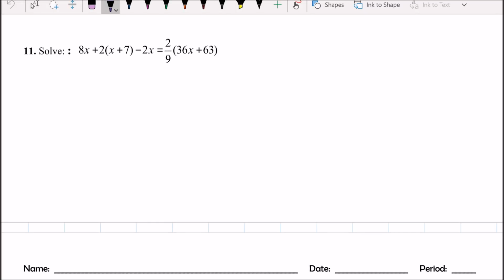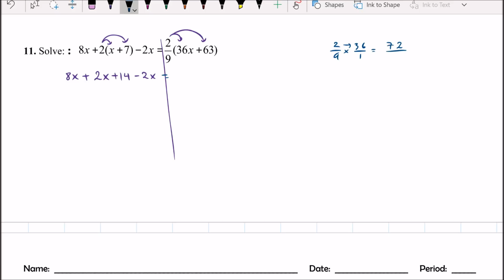Alright, problem 11. So we have parentheses. What you're going to do is distribute 2 into the parentheses. On this side, we're going to distribute 2 over 9 into the parentheses. So 2x plus 2x plus 14 minus 2x equal to 2 over 9 times 36, which is just like 2 times 36 divided by 9. So 2 over 9 times 36 over 1, 2 times 36 is going to be 72, divided by 9, that's going to be 8.